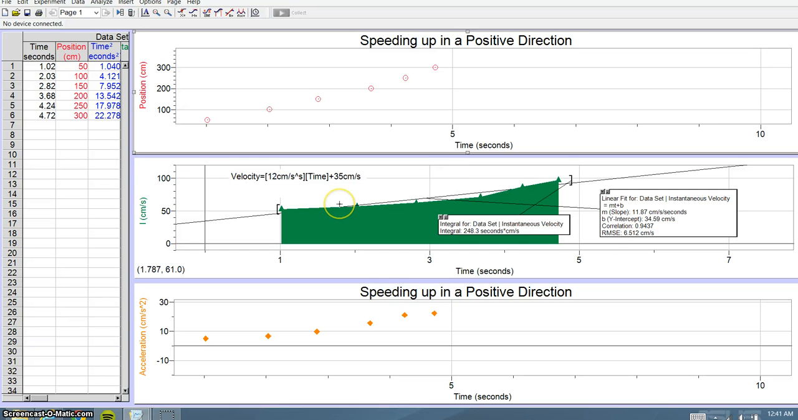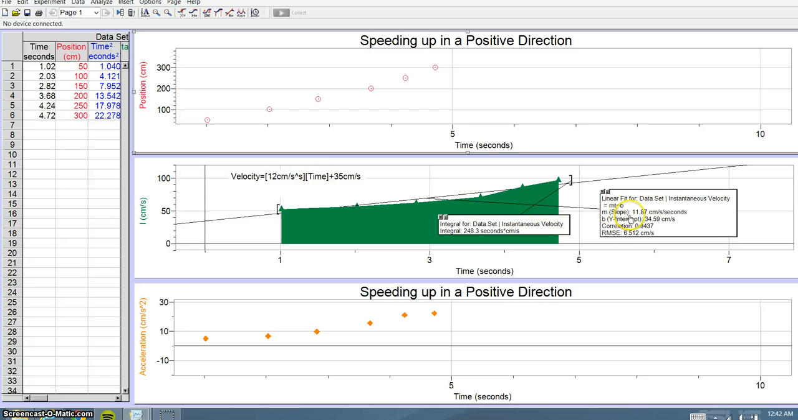Okay, so now I'm going to explain the velocity time graph of an object speeding up in a positive direction. So basically we took all the instantaneous velocities of each one of these points, and we made the graph into a linear graph, as you can see. From this graph we can get the equation velocity equals 12 centimeters per second squared times time plus 35 centimeters per second. And so you can use this equation to find the velocity at a certain time, t.